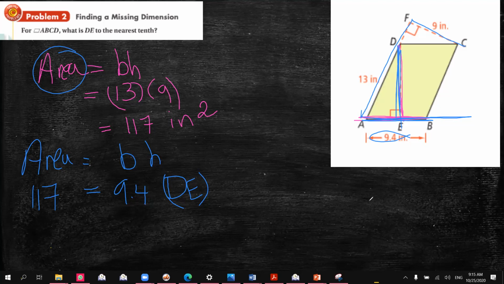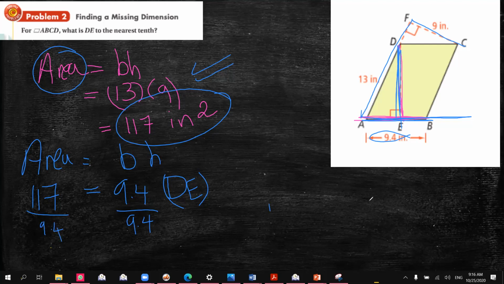Yes. Okay. So now, I mean here that I want to find an unknown dimension. How? I have the same parallelogram. Because I have the same parallelogram, I can find the area from the given dimensions. Then I can use the same area to find the unknown dimension, which is DE. So here now, I have H as DE, I have B as 9.4, I have the area 117. From where do I get the area? From any other dimensions, but I'm talking about the same parallelogram. So then divide by 9.4, divide by 9.4.